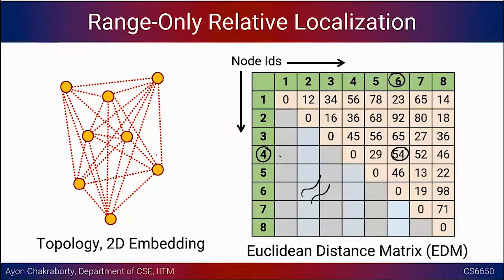Okay, given one node, let's say you mark this as the origin, let's say this is your (0, 0), then you can definitely figure out the location of the other nodes in the 2D space. This is also known as 2D embedding, and typically the method that is used for going from the EDM, or the Euclidean distance matrix, to the topology is known as MDS, or multidimensional scaling.